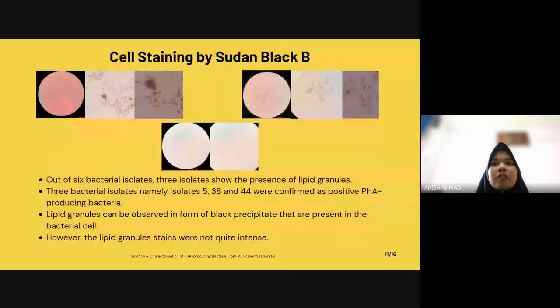The previously positive bacterial isolates were further confirmed by cell staining using Sudan Black B. Out of 6 bacterial isolates, 3 isolates showed the presence of lipid granules. The 3 bacterial isolates, namely isolates 5, 38, and 44, were confirmed as positive PHA-producing bacteria. The lipid granules can be observed in the form of blue-black precipitate present in the bacterial cell. However, the lipid granule stains were not quite intense. This may be due to an incorrect staining technique.